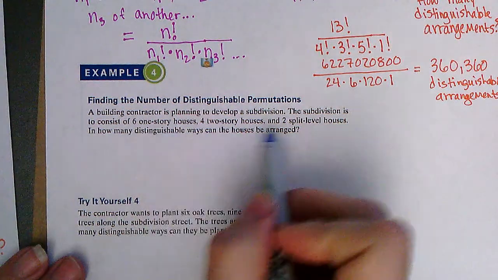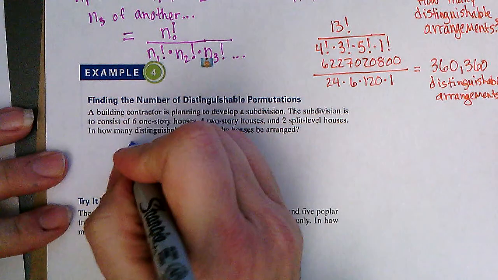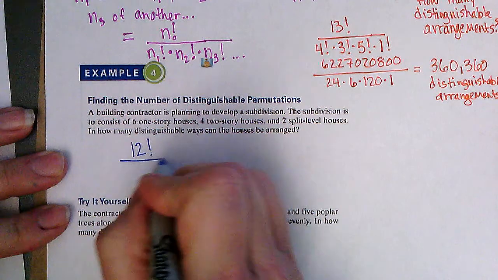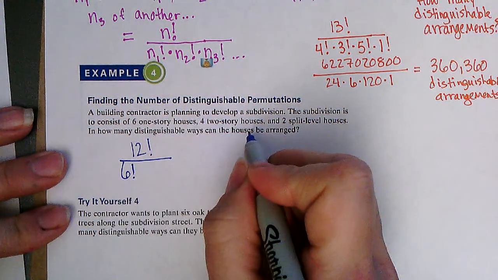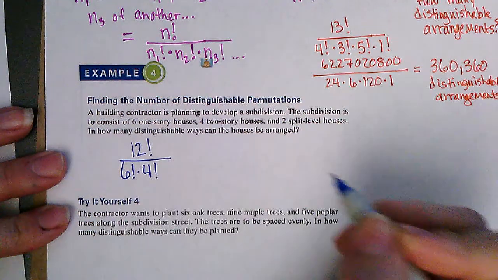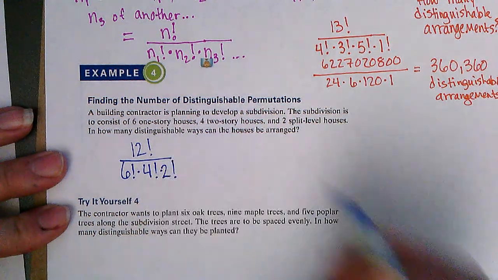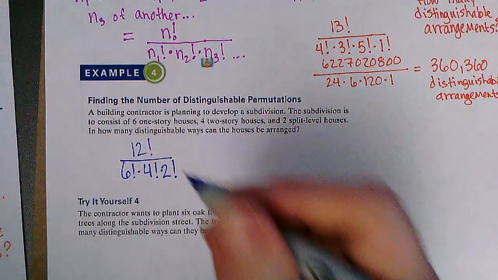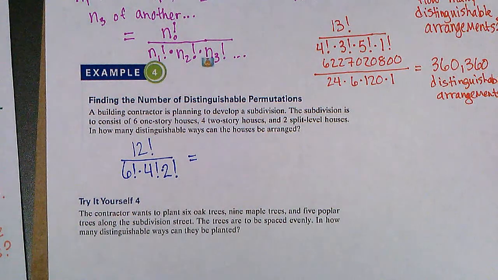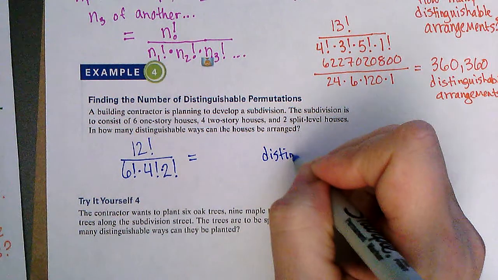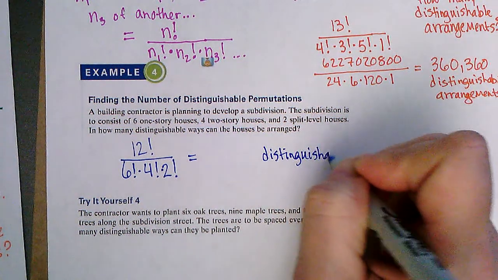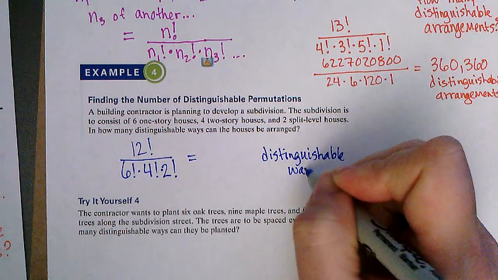So we have 12 total houses. So we're going to do 12 factorial. And then within those 12, we have a group of 6 that are the same. We have a group of 4 that are the same. And we have a group of 2 that are the same. So 12 factorial divided by 6 factorial times 4 factorial times 2 factorial. And that's going to tell us the number of distinguishable ways of putting those houses in.